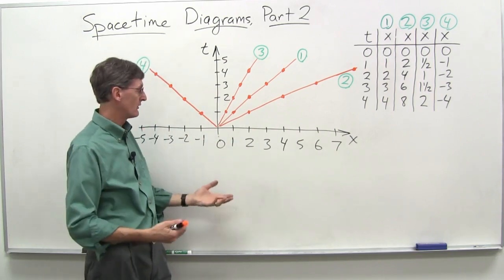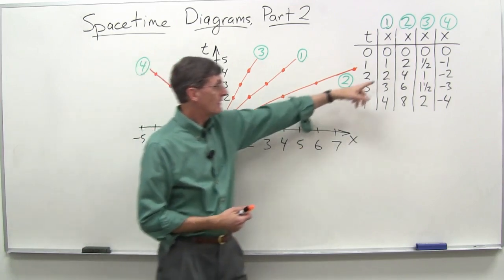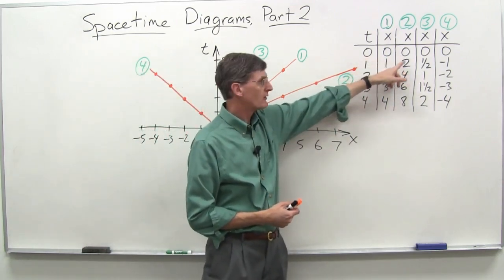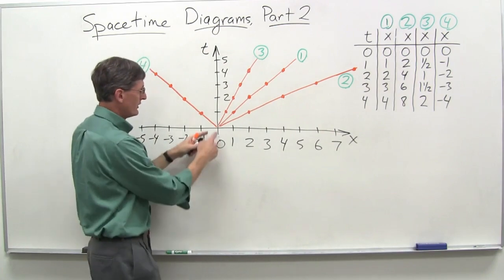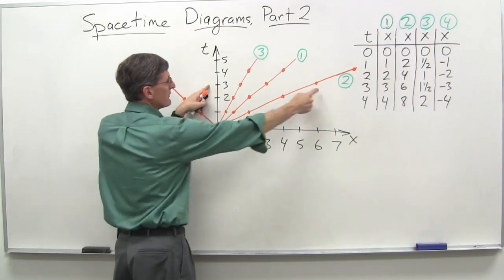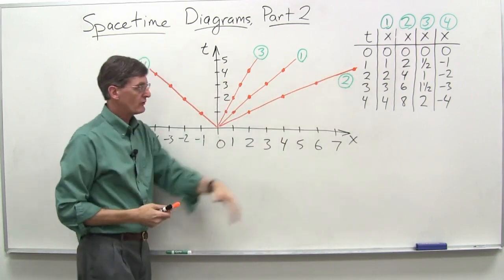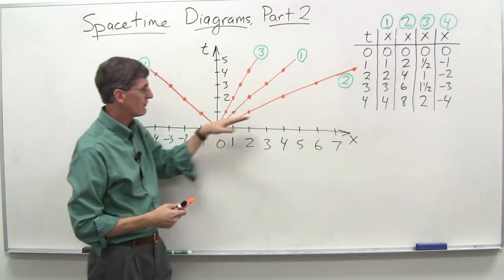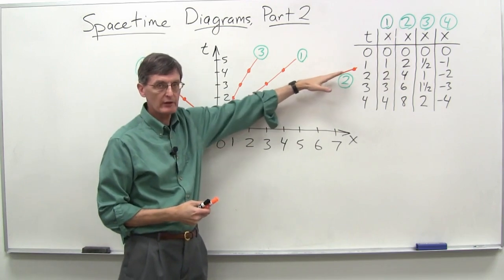Then we reset things and come back, and it starts another run. At t equals 0, it's at x equals 0, and then 2, 4, 6, 8. So at t equals 1, it's at 2. At t equals 2, it's at 4. At t equals 3, it's at 6. And at t equals 4, it's at 8. So that is run number 2, and this is the world line of our spaceship in run number 2.